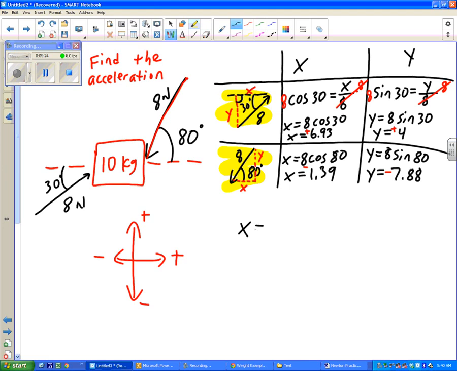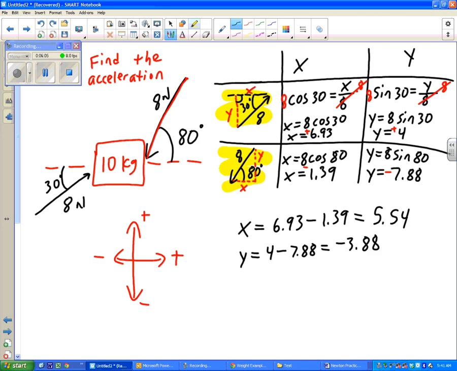So my x is 6.93 minus 1.39 because of the minus. And my y part, I'm going to add my y's together. I have 4 minus 7.88. I'm going to put those into the calculator. I get 5.54 and negative 3.88.